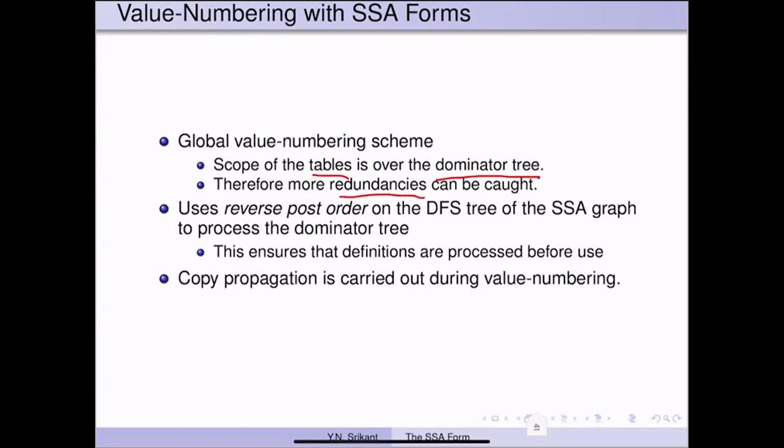Of course, there are other issues. We use the reverse post order of the DFS tree to process the dominator tree. This ensures that definitions are processed before use. And we also assume that copy propagation is carried out during value numbering, so that simplification can be done in lockstep.